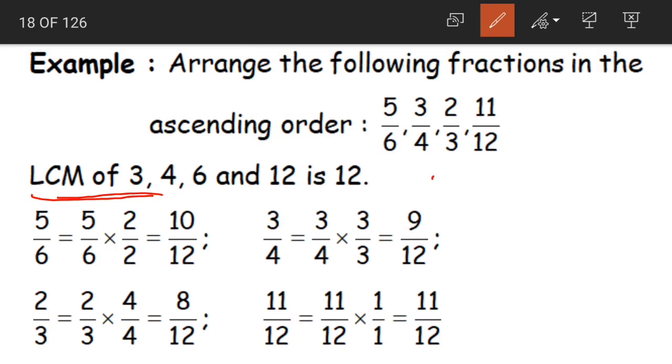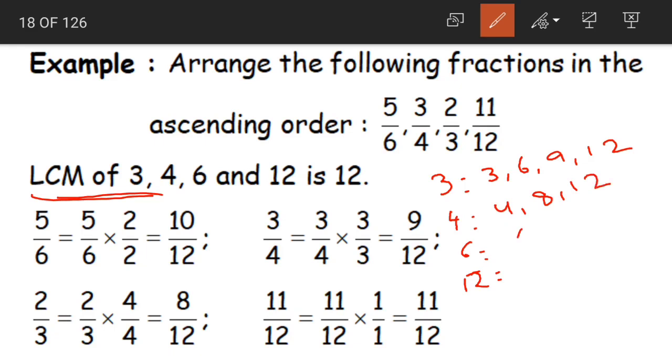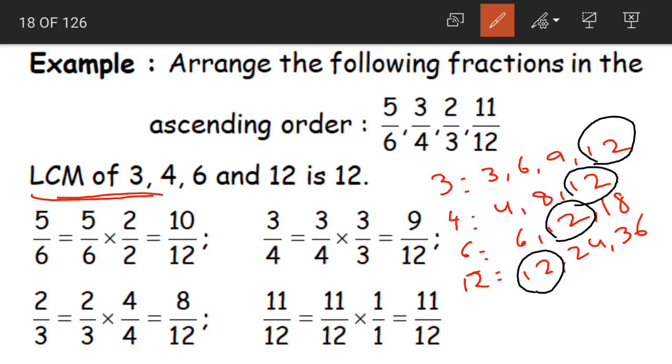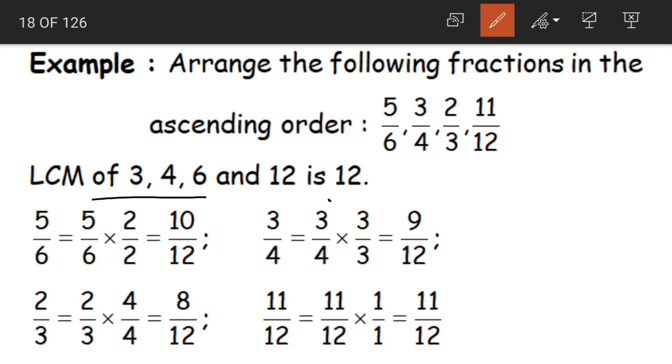First find out the LCM of 3, 4, 6 and 12. We are having 4 numbers and we have to find out the least common multiple. If you look at the multiples: of 3 we have 3, 6, 9, 12; of 4 we have 4, 8, 12; of 6 we have 6, 12, 18; and of 12 we have 12, 24, 36. These are the multiples of the given numbers. Now what is the least common multiple here? 12. This is our least common multiple for the given 4 numbers. So 12 becomes our LCM.